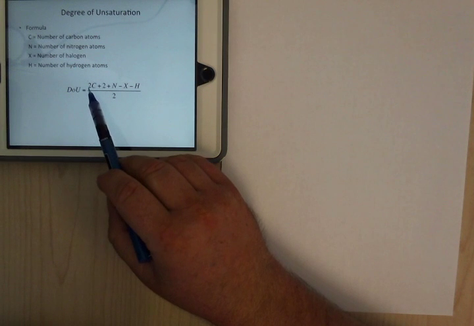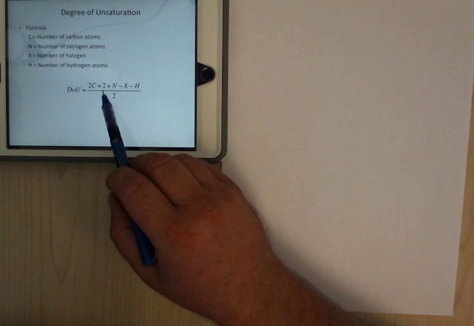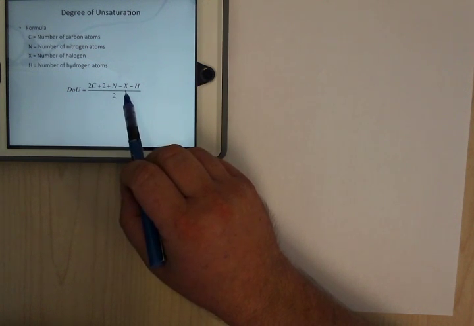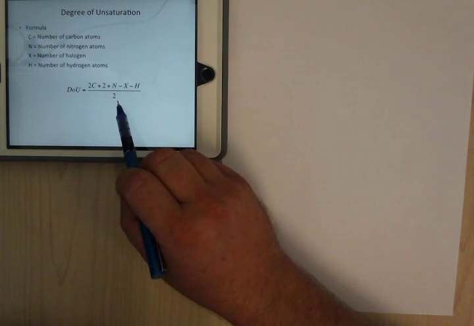So degree of unsaturation is two times the number of carbons plus 2 plus the number of nitrogens minus the number of overall halides minus the number of hydrogens. That number divided by 2.